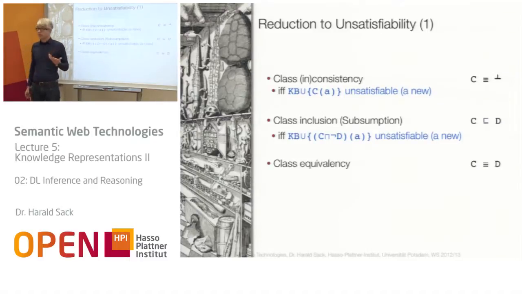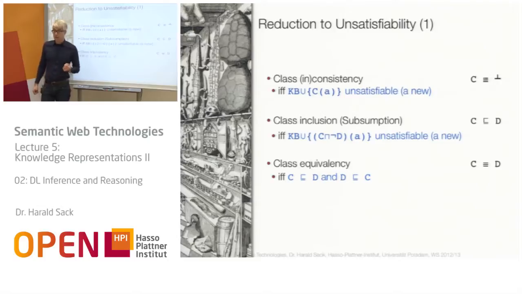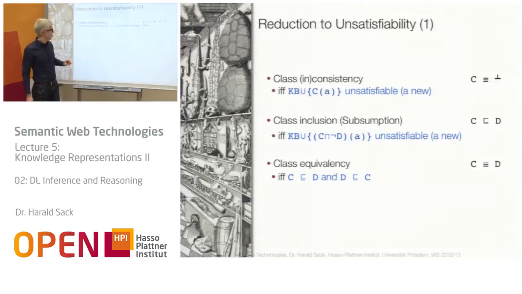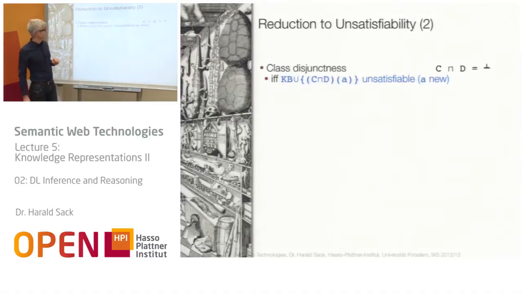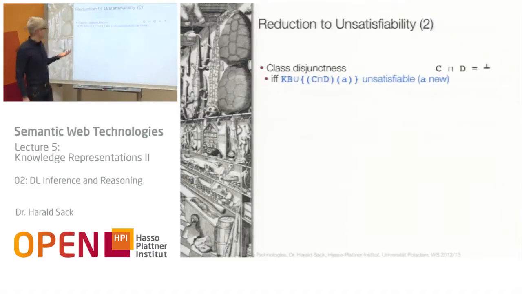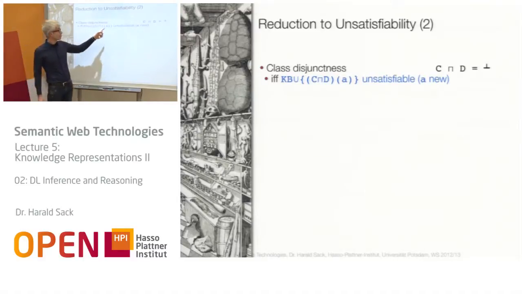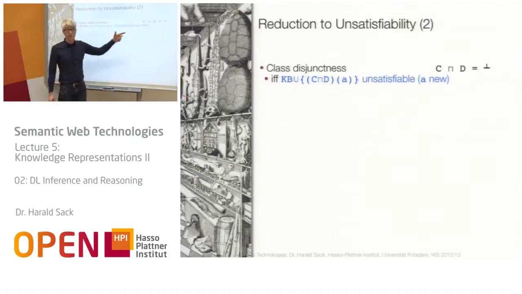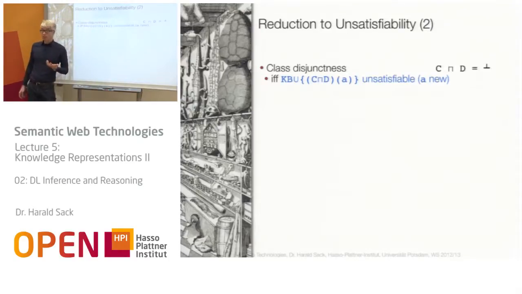Class equivalence is quite easy because for class equivalence, on the one hand, we have to prove class inclusion from one side and then class inclusion from the other side. So here you have to double check this unsatisfiability. Then for class disjointness, if two classes are disjoint, then of course the intersection of these two classes must be empty. And therefore, you can ask whether the existing knowledge base combined with the intersection of these two classes instantiated with a new individual, which should not exist, is unsatisfiable.